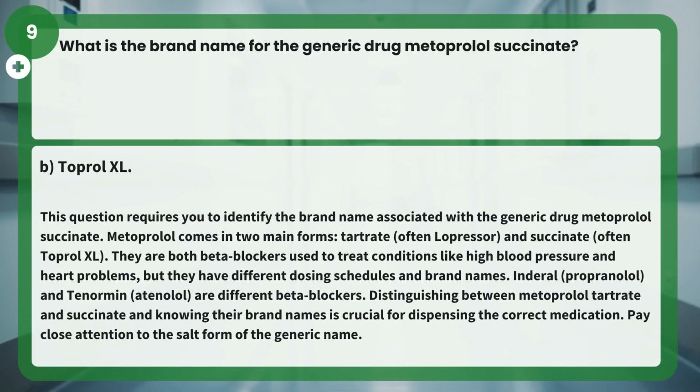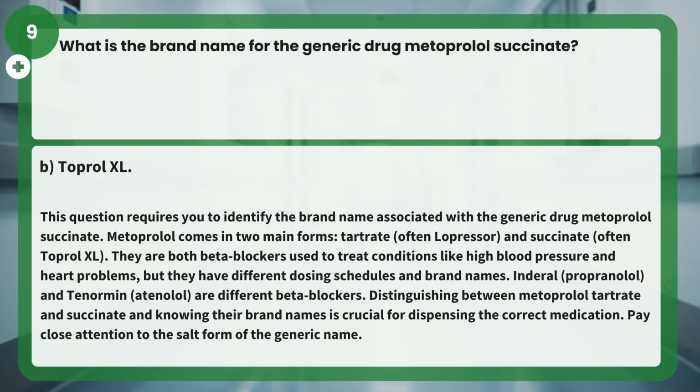Answer B. Toprol XL. This question requires you to identify the brand name associated with the generic drug metoprolol succinate. Metoprolol comes in two main forms: tartrate, often Lopressor, and succinate, often Toprol XL. They are both beta blockers used to treat conditions like high blood pressure and heart problems, but they have different dosing schedules and brand names.